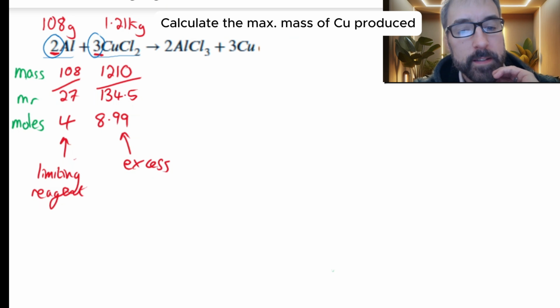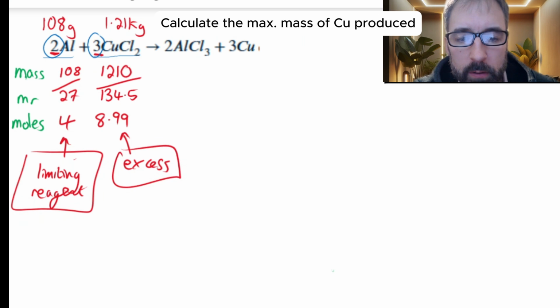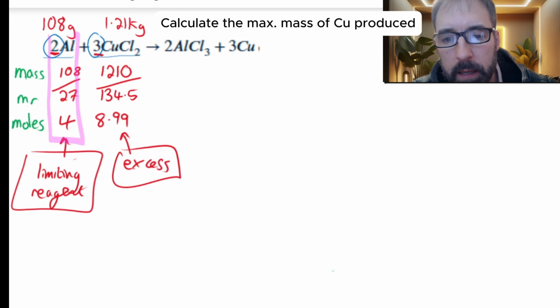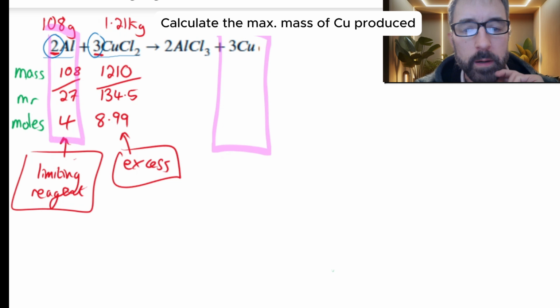So the trick is to cover one of the number of moles up, and using the mole ratio in the equation, work out how many moles the other one would have wanted to react with. And then you can find out whether it's limiting or excess. You don't care about the excess one. That's not important. The limiting one limits how much copper you're going to make. So we care about this column here and this column here. We don't care about anything else in the equation.